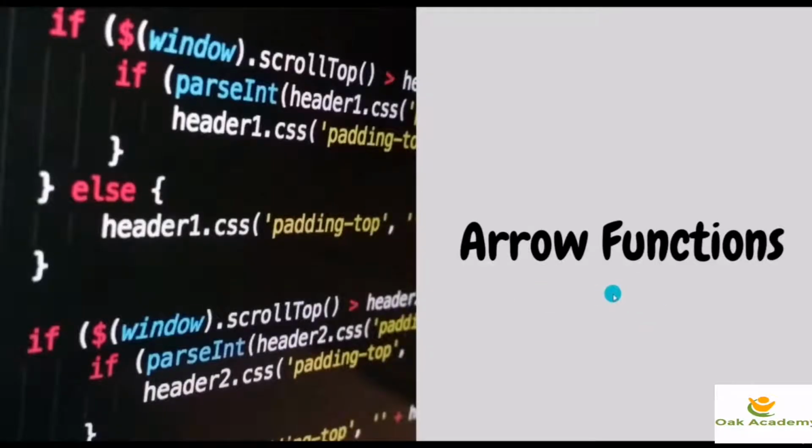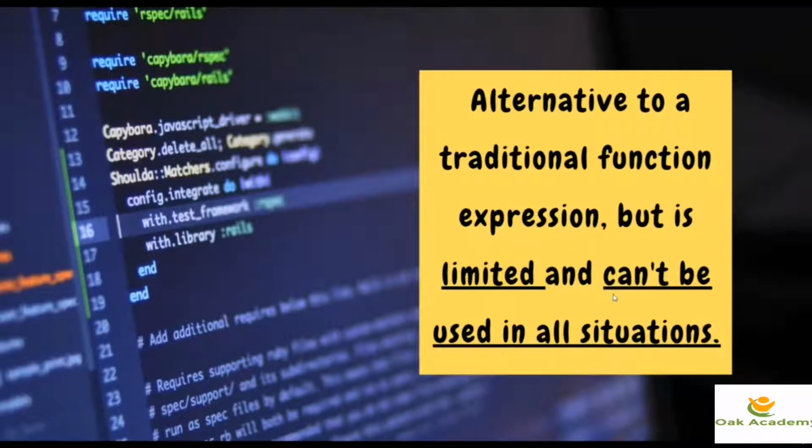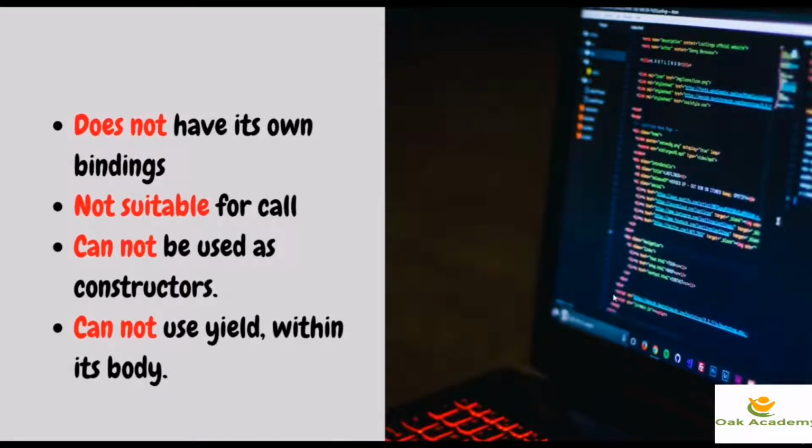Let's move to arrow function. Basically, it's an alternative to traditional function expression, but it's limited and cannot be used in all situations. Let's have a look. It doesn't have its own binding, it's not suitable for call, it cannot be used as a constructor, and it even cannot use yield within its body. Let's have a look at a comparison between a traditional function and an arrow function.